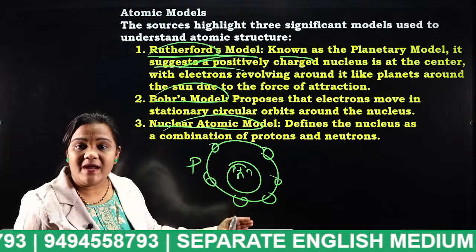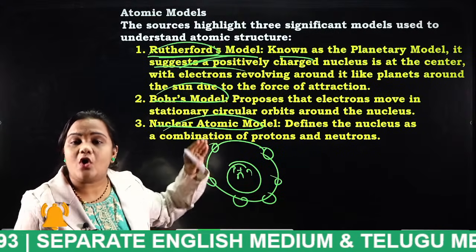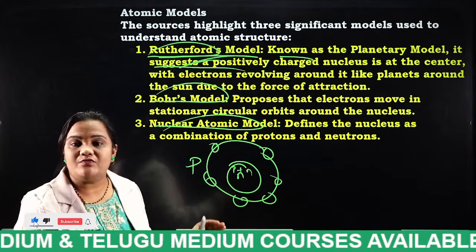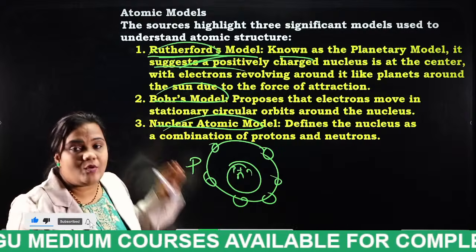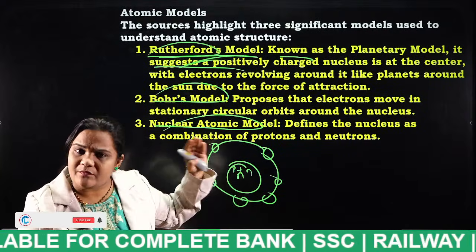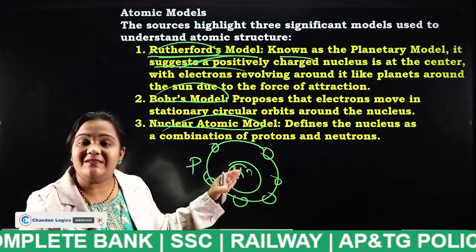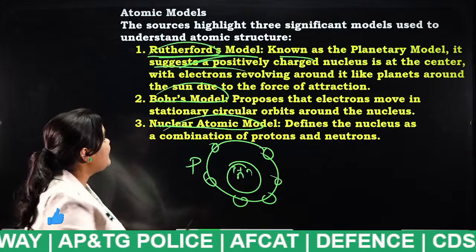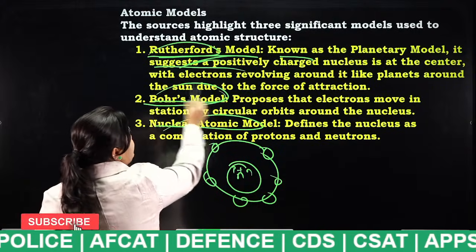In the similar way, in this model, the electrons are revolving around the nucleus. So, this process is known as what, students? Rutherford's atomic model or planetary model. Just remember, how the planets are revolving around the sun, in the similar way the electrons are revolving around the nucleus. Okay? And the next model is Bohr's model.